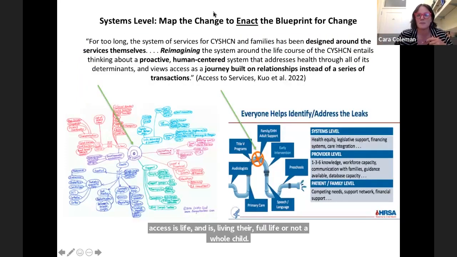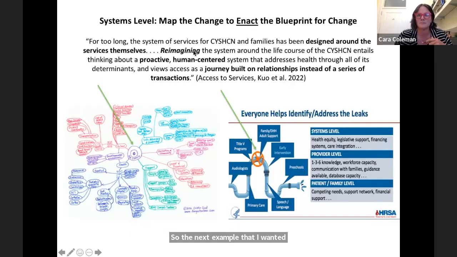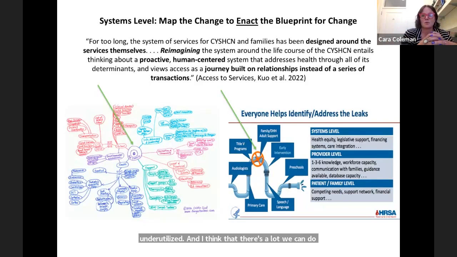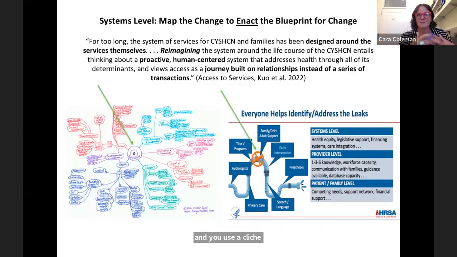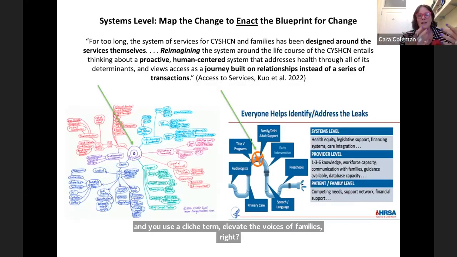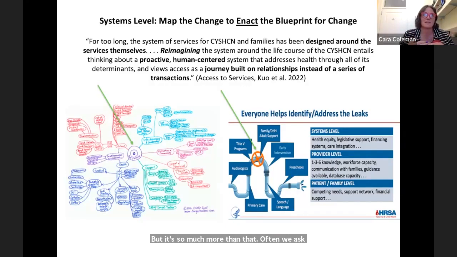So the next example I wanted to give is thinking about how we take these care maps. Because I think personally that care maps are really underutilized. And I think there's a lot we can do with taking them to, and I'm going to use a cliche term, elevate the voices of families, right? But it's so much more than that. Often in policymaking, in advocacy, in quality improvement, and others, we ask for the voice of families or the story of families.